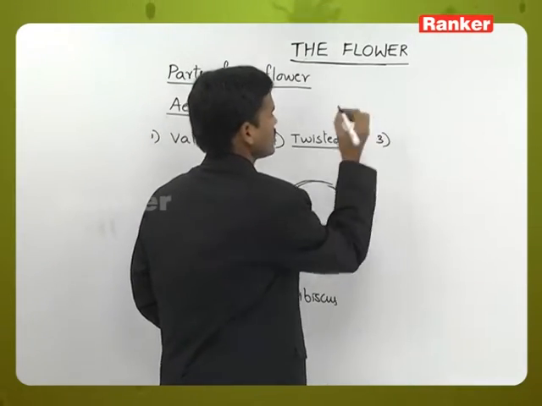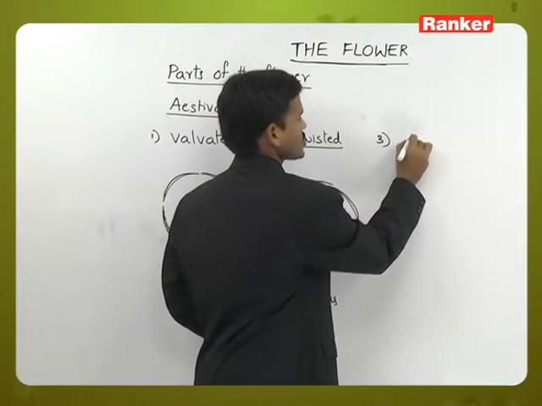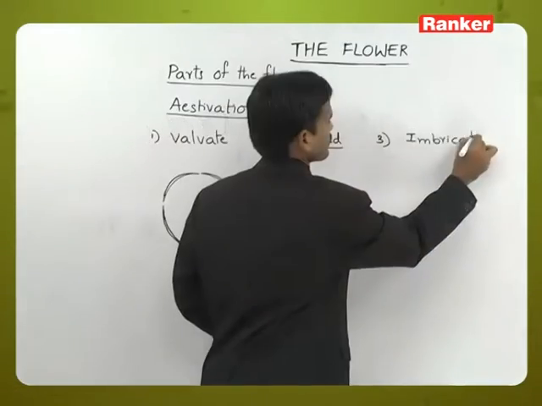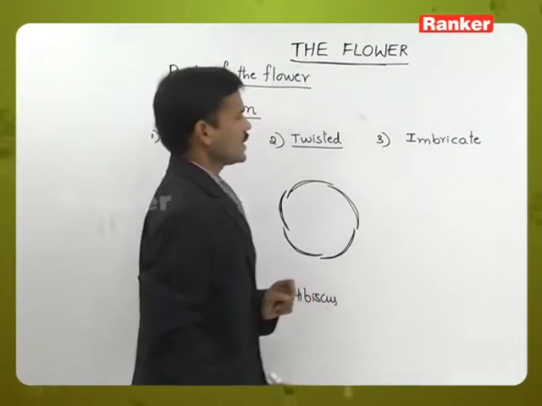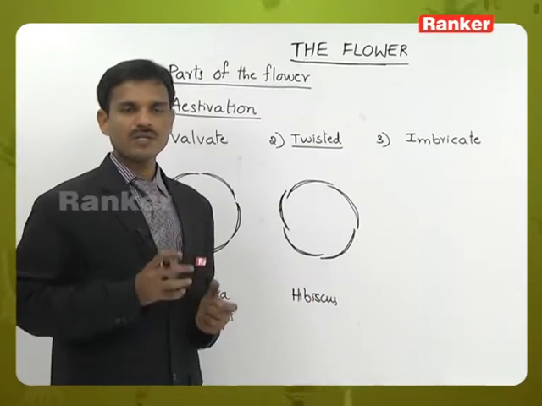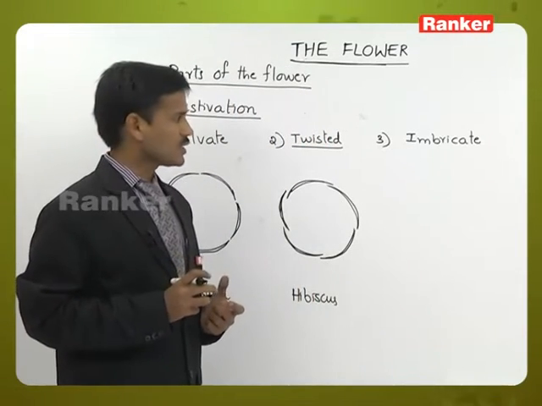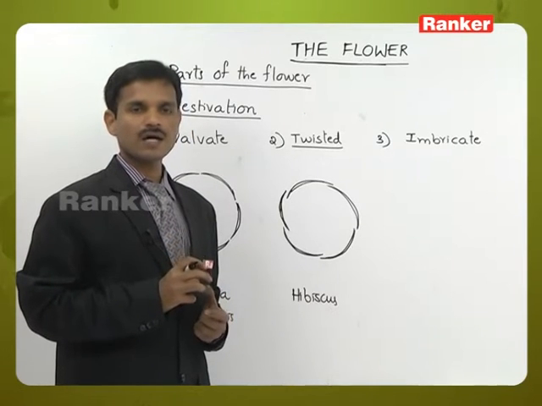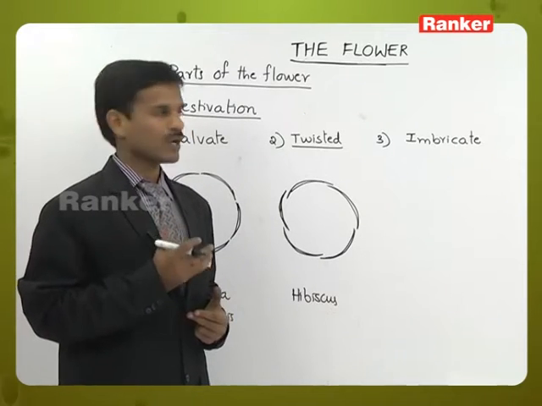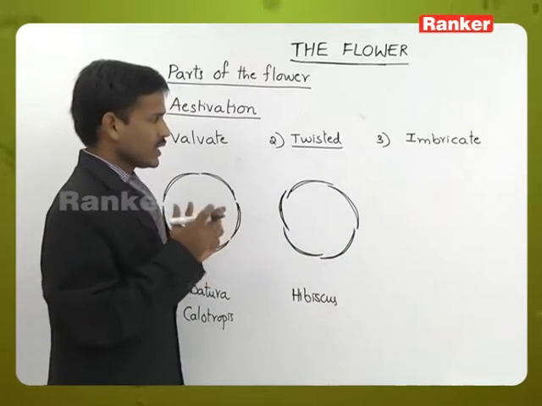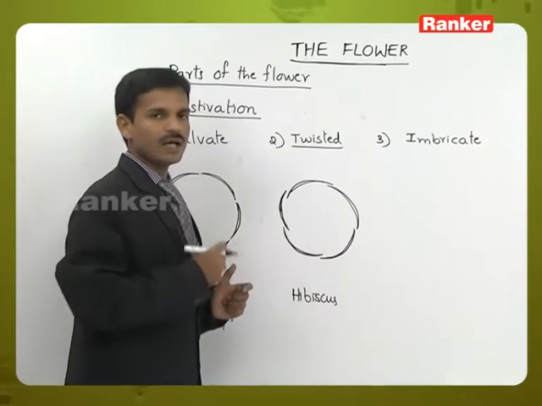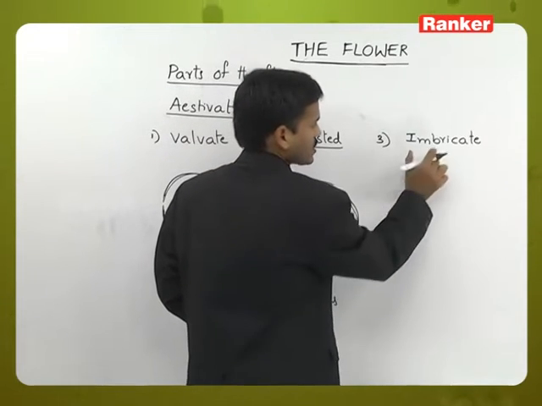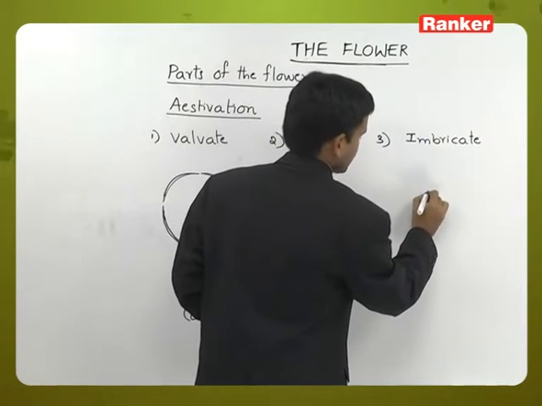The third one is the imbricate type of aestivation. In this type of aestivation, the sepals or petals are not arranged in a regular manner. They are irregularly arranged. This irregular arrangement is called the imbricate type of aestivation.